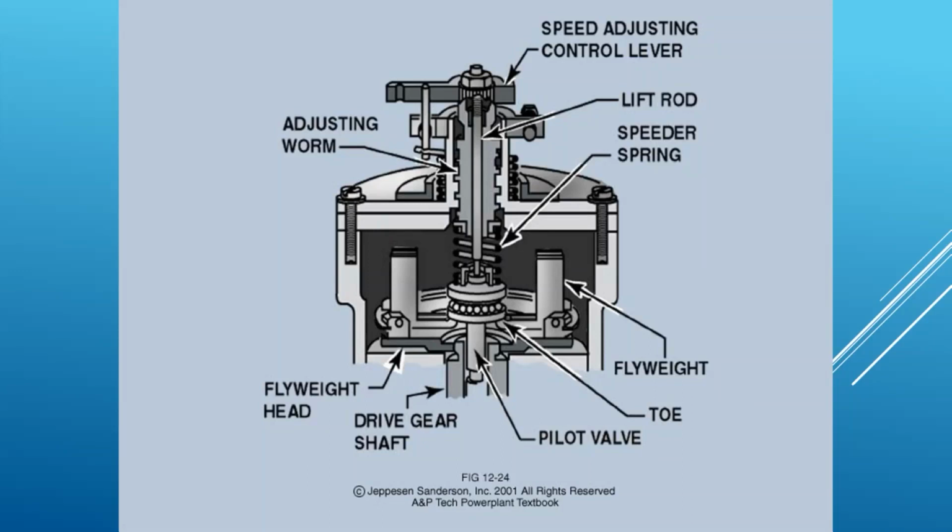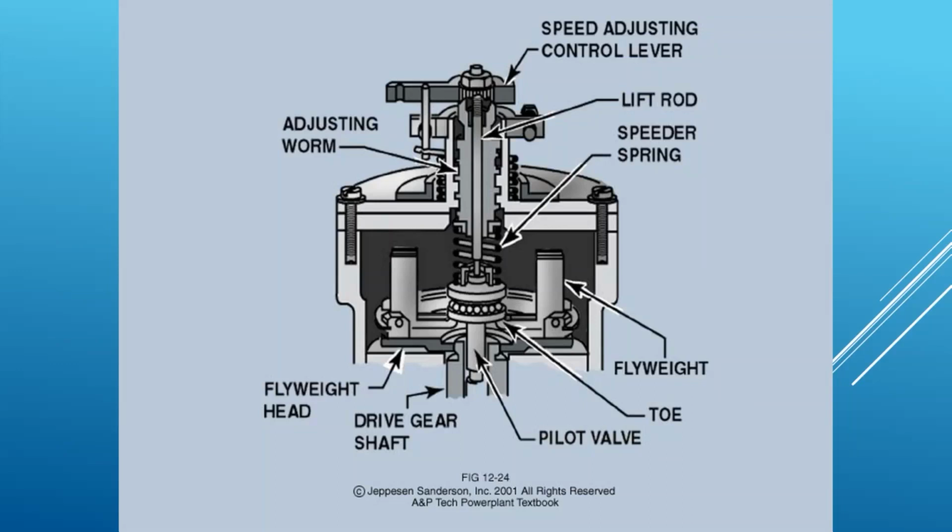The action of the speeder springs and the adjustment is going to be reversed depending on the design of the prop governor and the prop and which way oil drives it. So this lever up here, the speed adjusting control lever, is what's attached to our prop lever in the cockpit. And as you turn that, this piece right here, this lift rod, can either be pulled up or pulled down in order to increase or decrease the tension on the speeder spring.